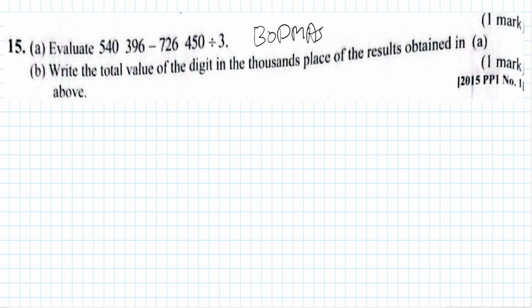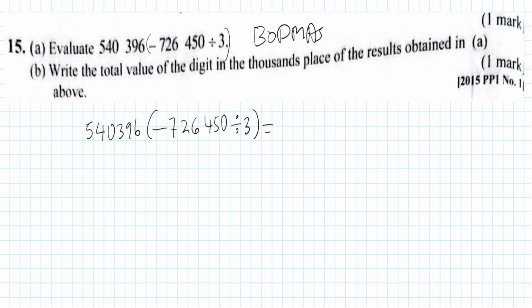Now first, we start with division. So we take 726,450 divided by 3. That's the first thing. Then we'll subtract it from 540,396. If you divide, 726,450 divided by 3 is going to give us 242,150. So you'll have 540,396 minus 242,150.